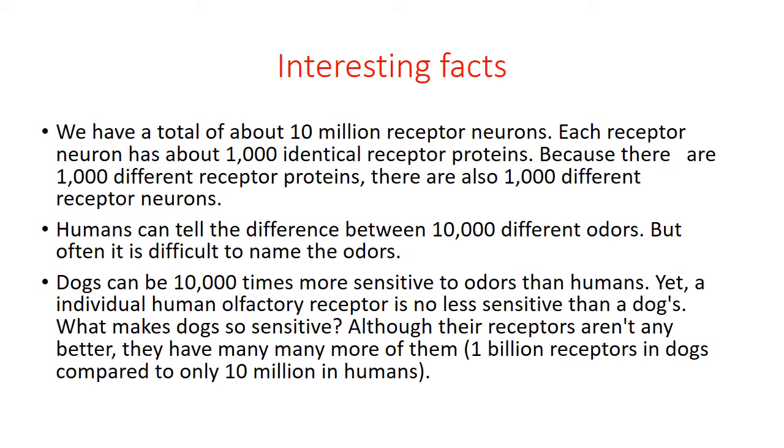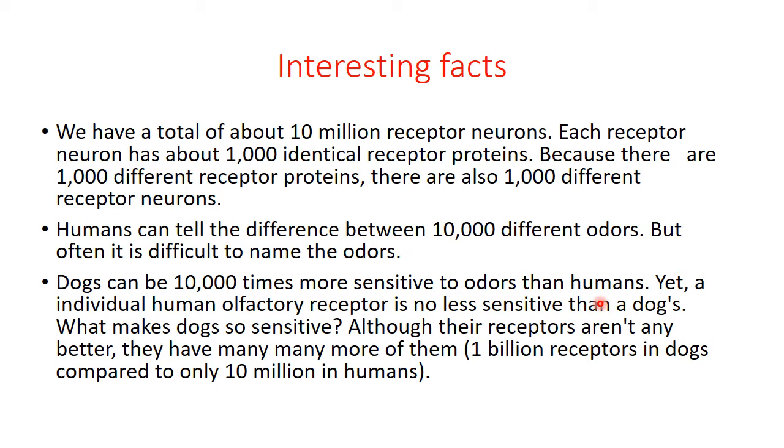In humans, we have about 10 million olfactory receptor neurons. Approximately each neuron has about 1,000 receptor proteins. So we think there are about 1,000 different types of olfactory receptor neurons in humans. And we can discriminate at least 10,000 different odors.